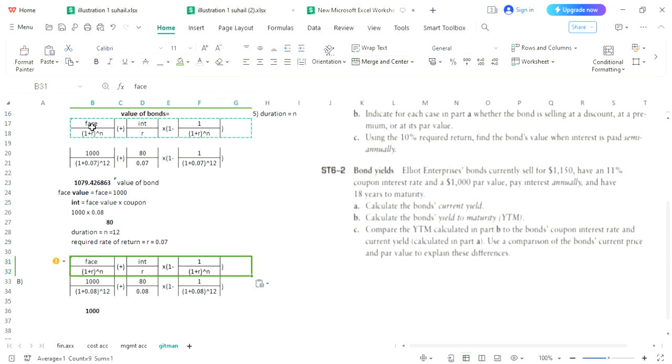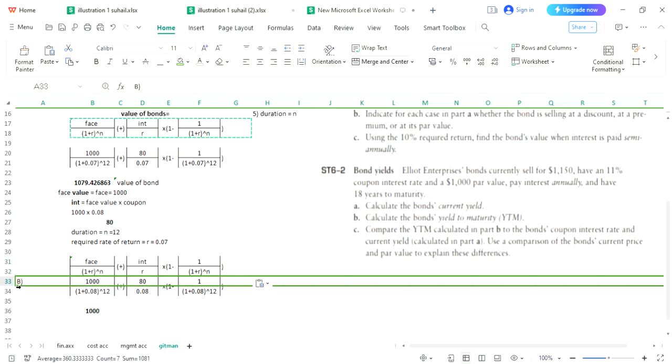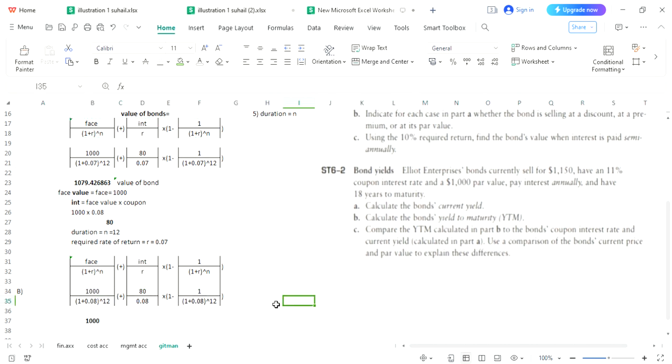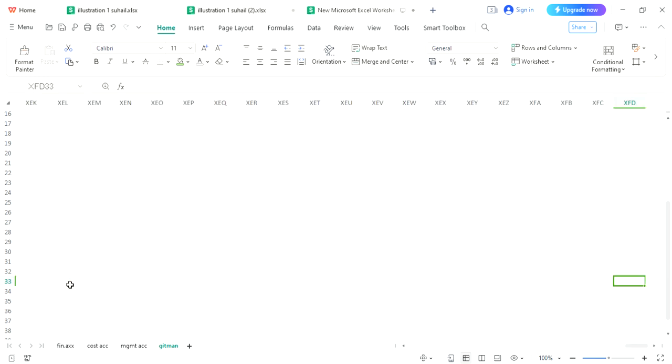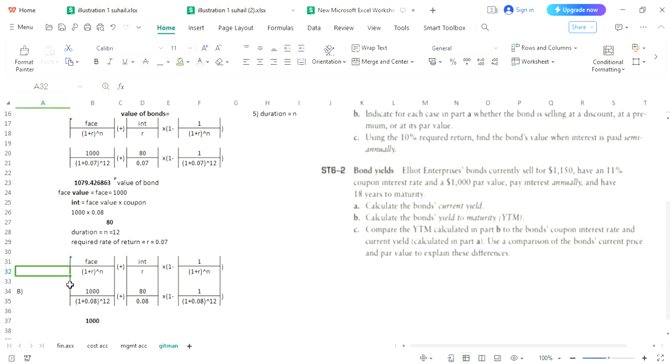Okay, so this way your B part is completed, and what you are going to do next is to calculate your C part. Let me set it first. Alright, so B part is completed, and you are now going to calculate your C part.